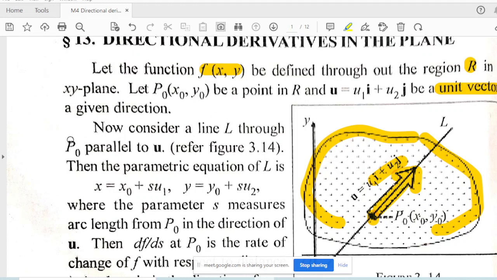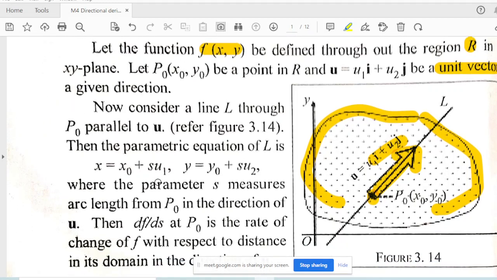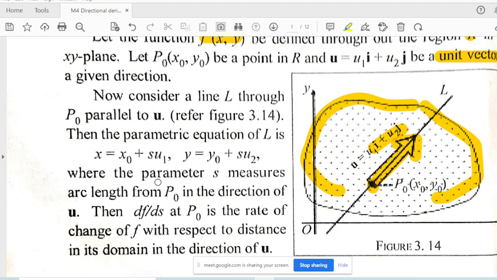Now consider a line L through P0 parallel to vector u. The parametric equation of line L is x equal to x0 plus s u1, y equal to y0 plus s u2. Here s is a parameter. I think we have already discussed the parametric equation of a line in terms of t in the previous class, where t is a parameter. So here s is a parameter, and s measures the arc length from P0.